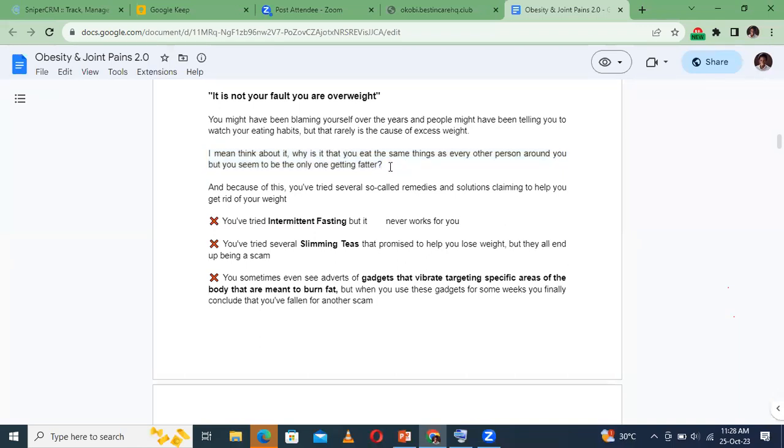So I added this so that they will know that it's not the food. The food is also part of it, but if you see some people, of everybody in the house, they're the only ones.